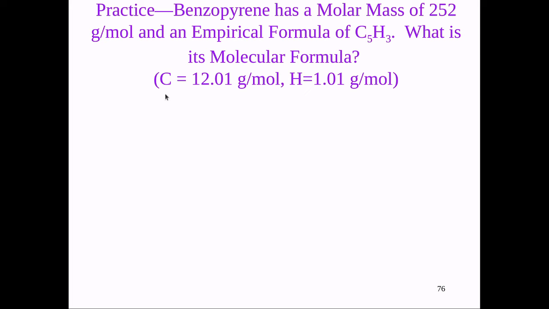So let's try one more example. Benzoprine has a molar mass of 252 grams per mole and an empirical formula of C5H3. What is its molecular formula? And we've been given here the molar masses of carbon and hydrogen in the empirical formula that we're going to use.